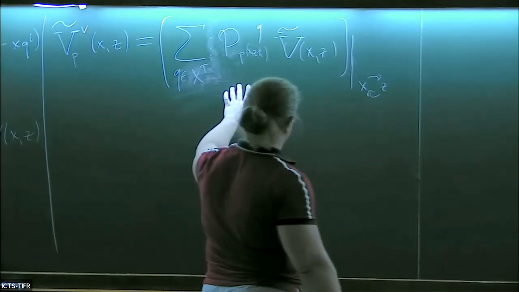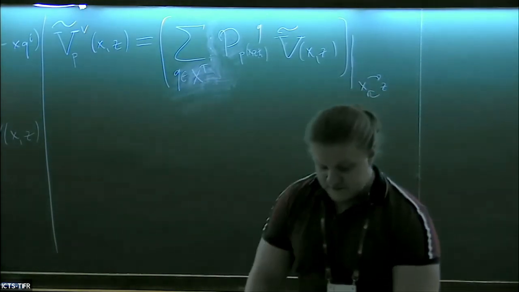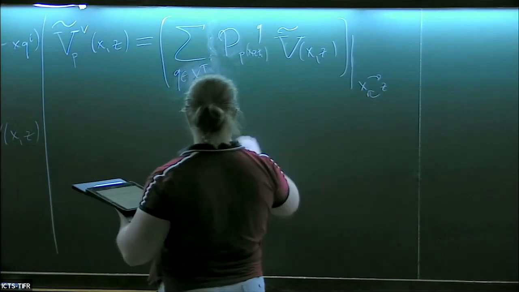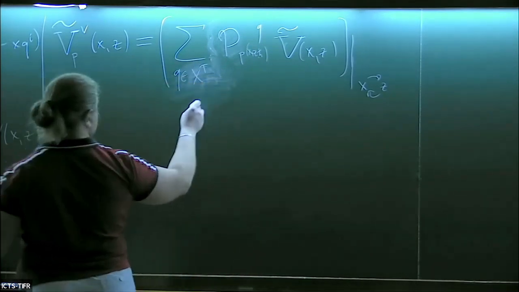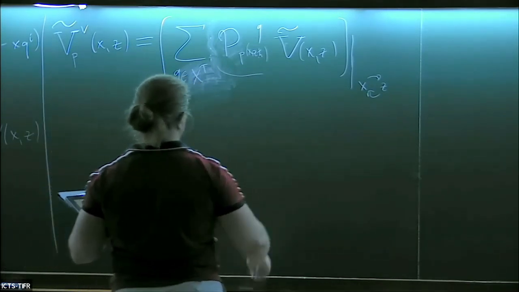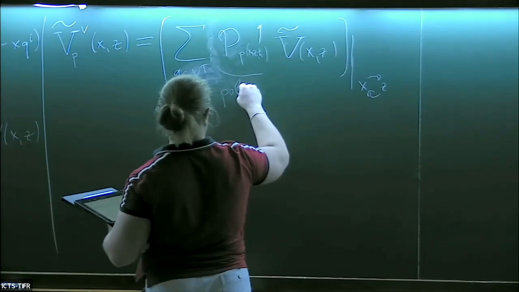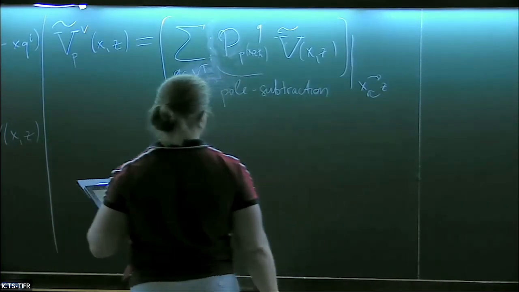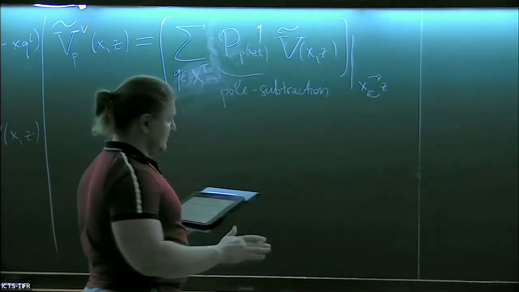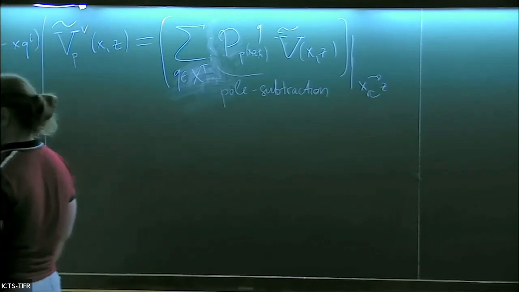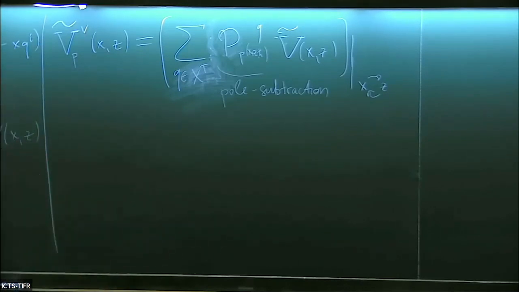But here, what's interesting is that it's not enough. One also has to act with this matrix. Call this the pole subtraction matrix. For reasons that I'm not going to explain, it's related to the fact that this function satisfies certain difference equations. And V and V dual give you different types of solutions of that equation.